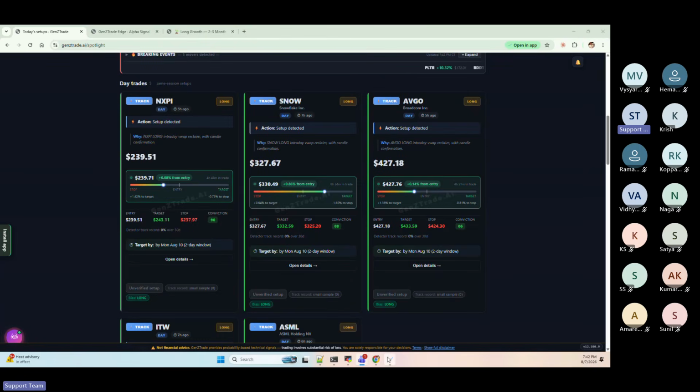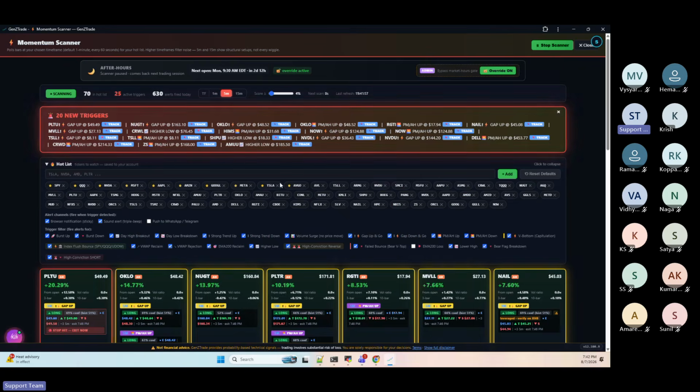But again, if you have a preferred watch list, then the momentum scanner is where you can add your stock. For example, Nvidia. PLTR is already there, but you just edit there and that will appear here. And when you start your scanner, it will work.